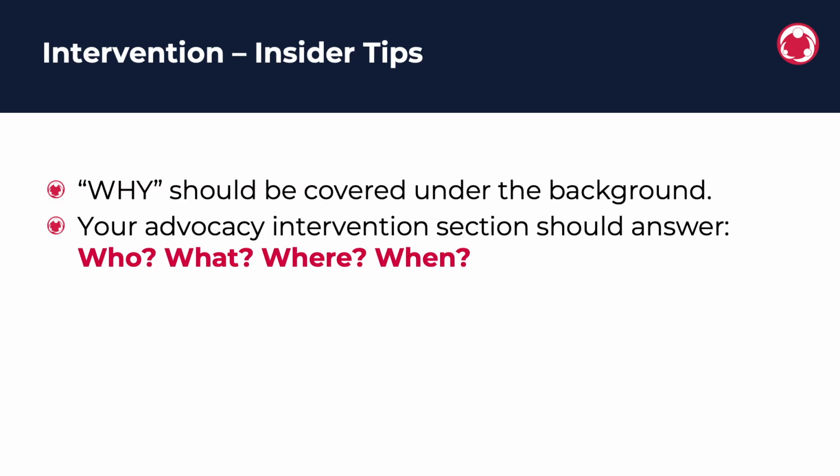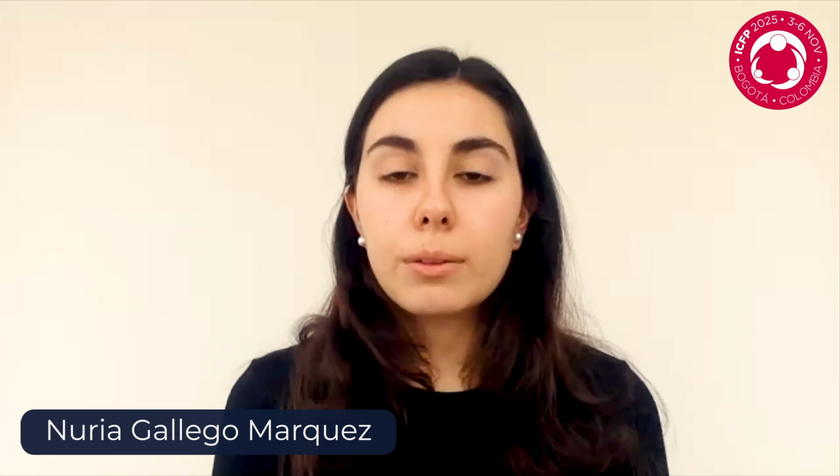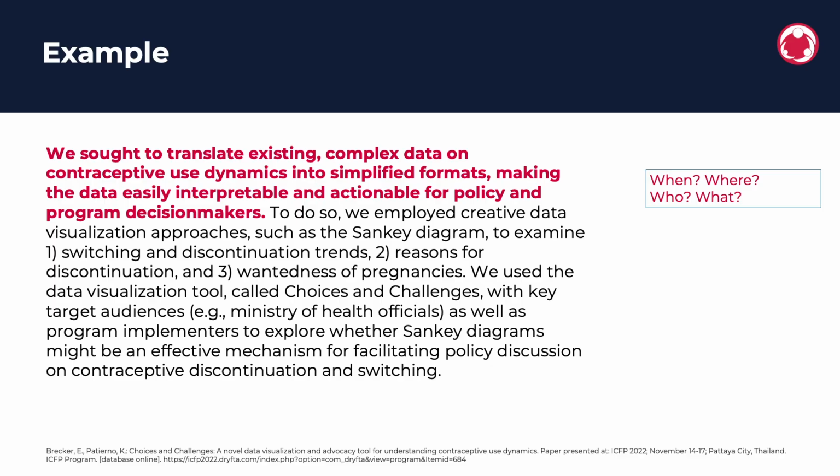Again, the why should be covered under the significance and background section. This section is where you describe the who, what, where, and when of your advocacy or accountability activities. I will give you a few seconds to read through this example from an abstract accepted at a previous ICFP.